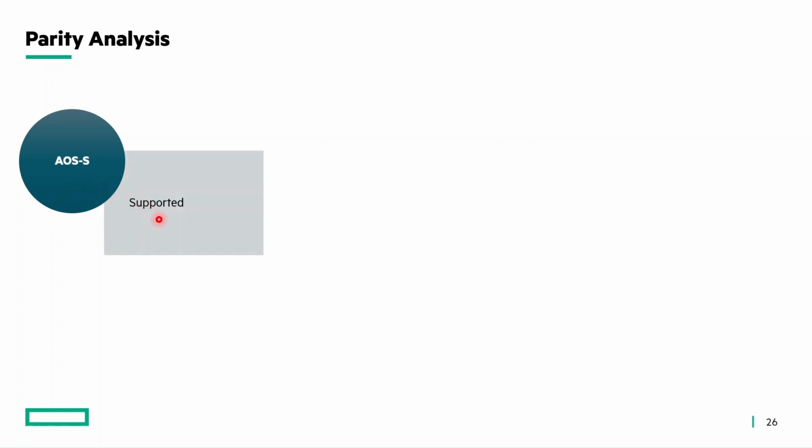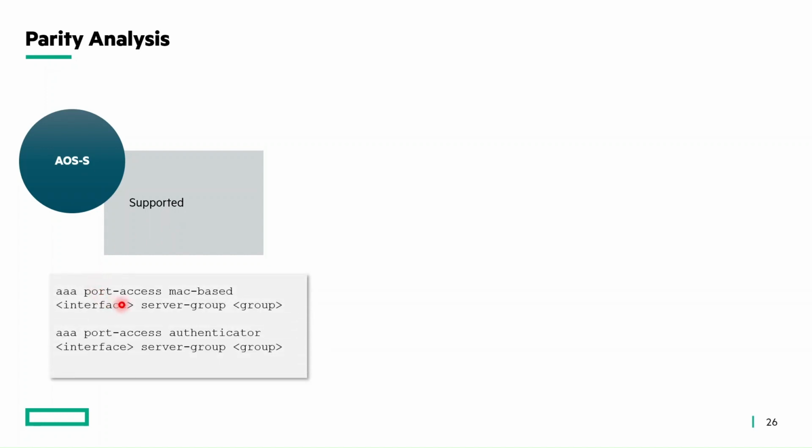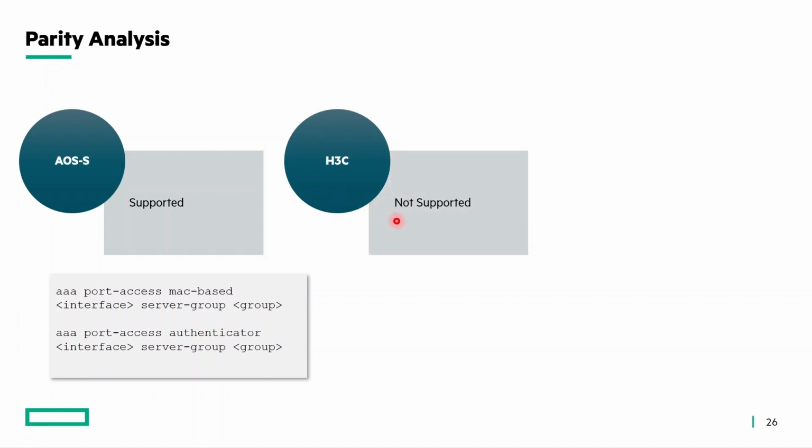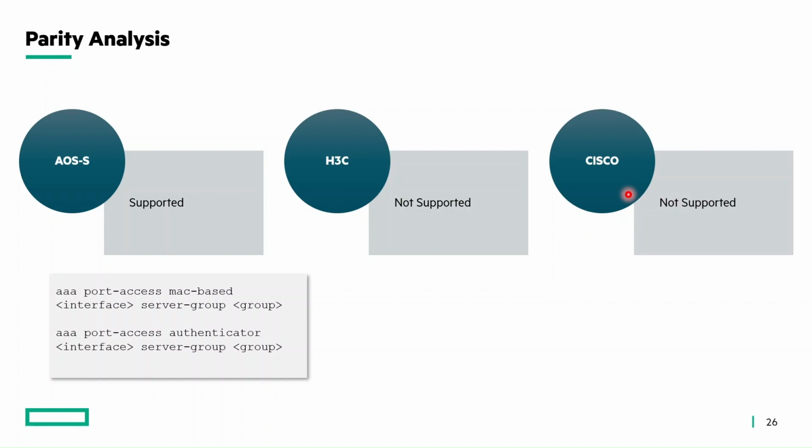So we'll see the parity analysis with our own products and competitors. The first is with our AOS switches. This feature is already supported in our AOS switches. That's the reason it was requested even in our CX switches. And the configuration is such that based on the authentication method and interface, we can configure and associate the RADIUS server group. With the Comware switches, this feature is not supported. With Cisco switches also, we do not have this feature support where at the interface level we can do the RADIUS server group assignment.